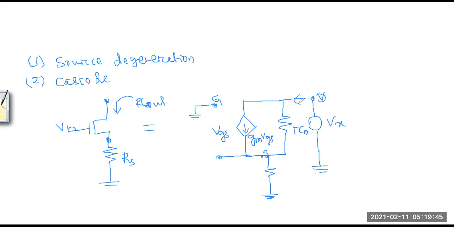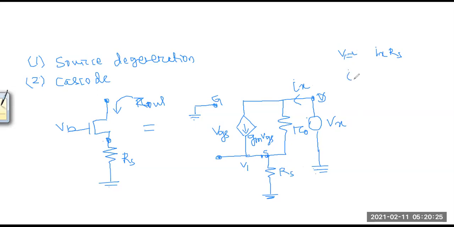Ground. So Ix. Okay. So now see, what is this voltage? Suppose this voltage is nothing but V1. So V1 is equal to Ix Rs. Okay. Clear? So now calculate that Ix.